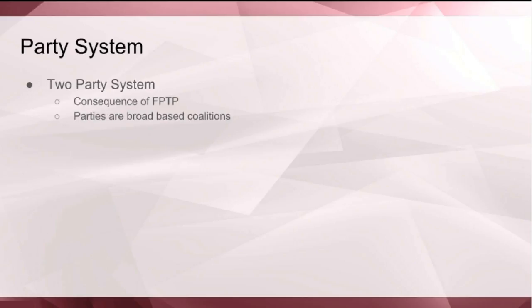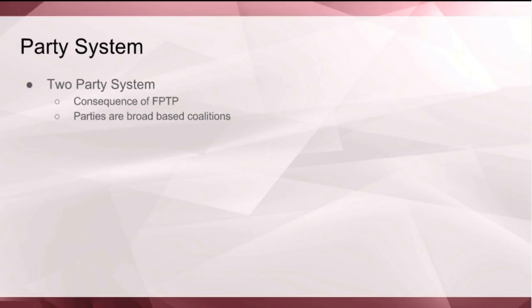Party system. The United Kingdom has a two-party system, or the little twist that I like to put on it is 2.5 parties. But the reason why they have two major parties would be a consequence of FPTP. In every political system, or virtually every political system that has first past the post as its electoral system, there are two major parties. And these parties tend to be broad-based coalitions. We see this in the United Kingdom, we see it in the United States, you see it in Australia, you see it in Canada, you see it in France.